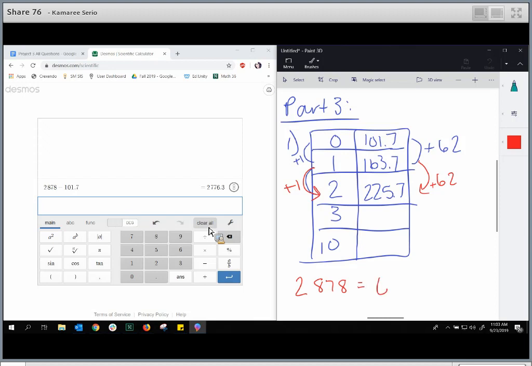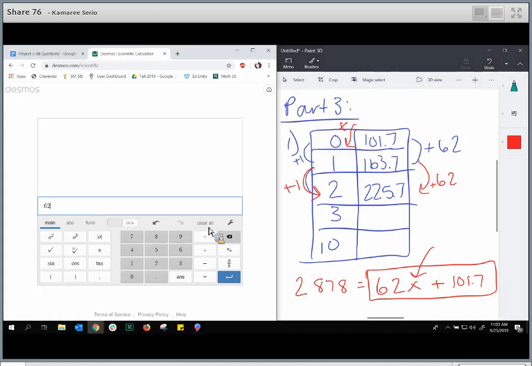2878 equals 62x plus 101.7, right? So I'm looking at this part over here. This x are these x's here, okay? So if I replace this x with a 0, I'd have 62 times 0, which is 0, plus 101.7, which gives me this. So if I take 62 and multiply it by 1, I get 62. And then if I do 62 plus 101.7, I get this 163.7.